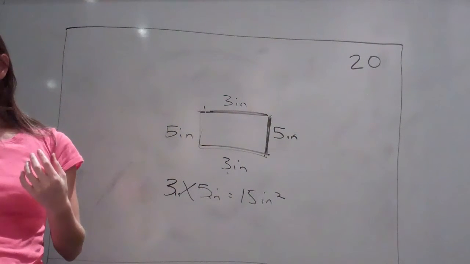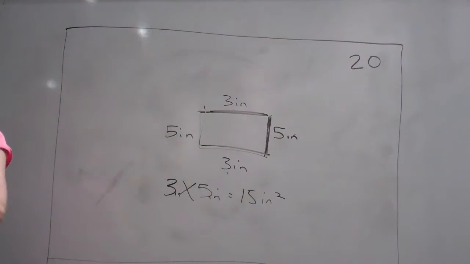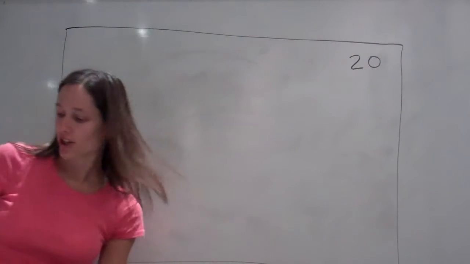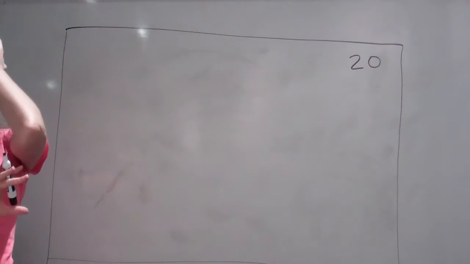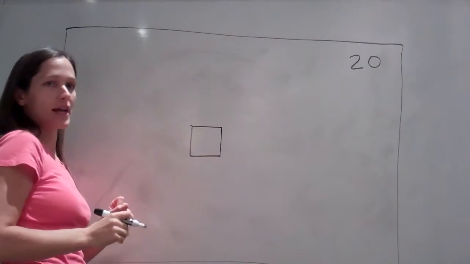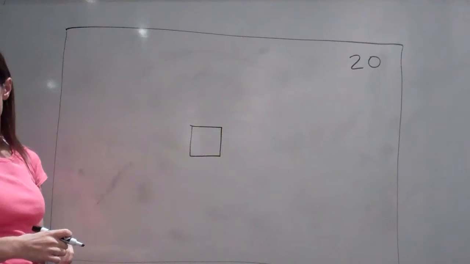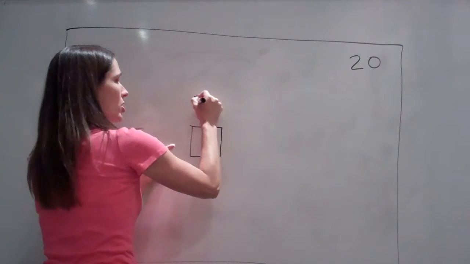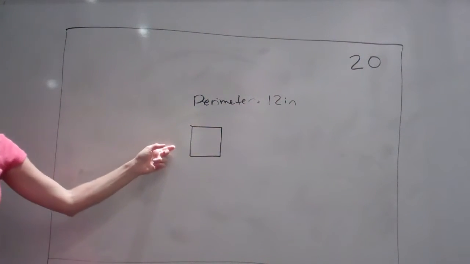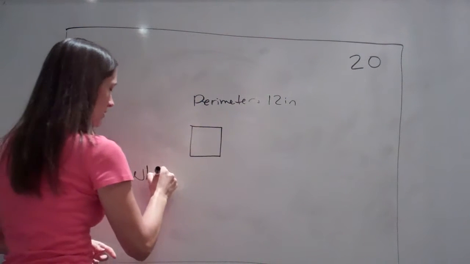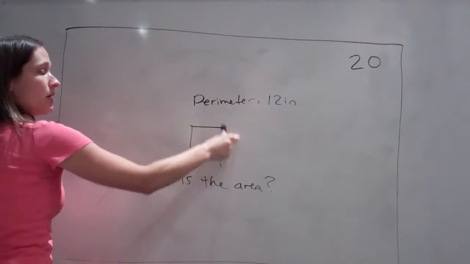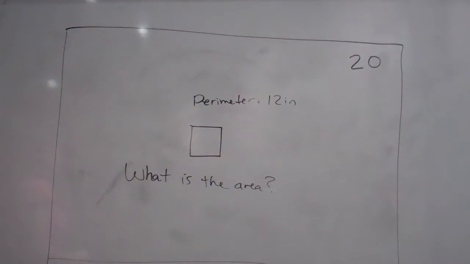Everybody understand? All right. This one's a little bit confusing, but it's not hard if you break it down and figure out what they're saying. So listen to this. The perimeter of a certain square, always draw anything that you can in math. It always makes everything simpler. The perimeter of a certain square equals 12 inches. Then it says, what is the area? We don't have any numbers.